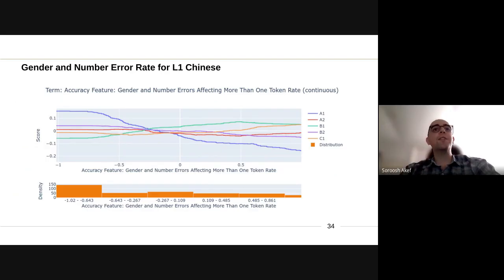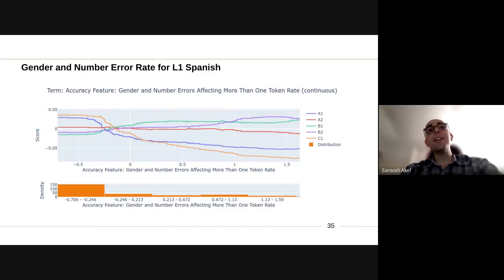So when we plot this visualization, we can see that for L1 Chinese, by the way, this plot is reversed. So here we have the error rate, not the accuracy rate. We can see for L1 Chinese, again, A1 learners are making fewer errors, and B1 learners are actually making more errors. But when we look at L1 Spanish, something interesting is happening. We can see C1 learners and A1 learners both are committing very few errors, but it's actually B1 and B2 learners who are producing more mistakes.